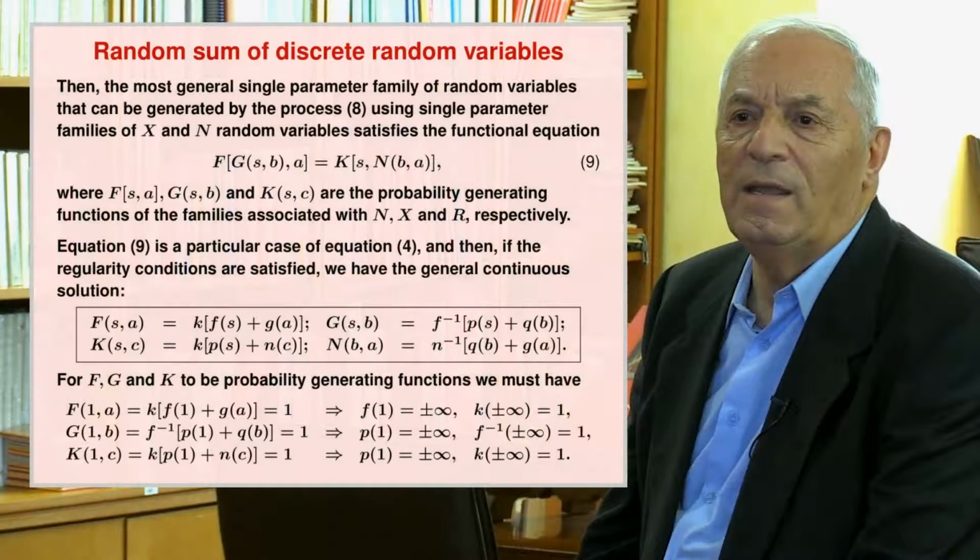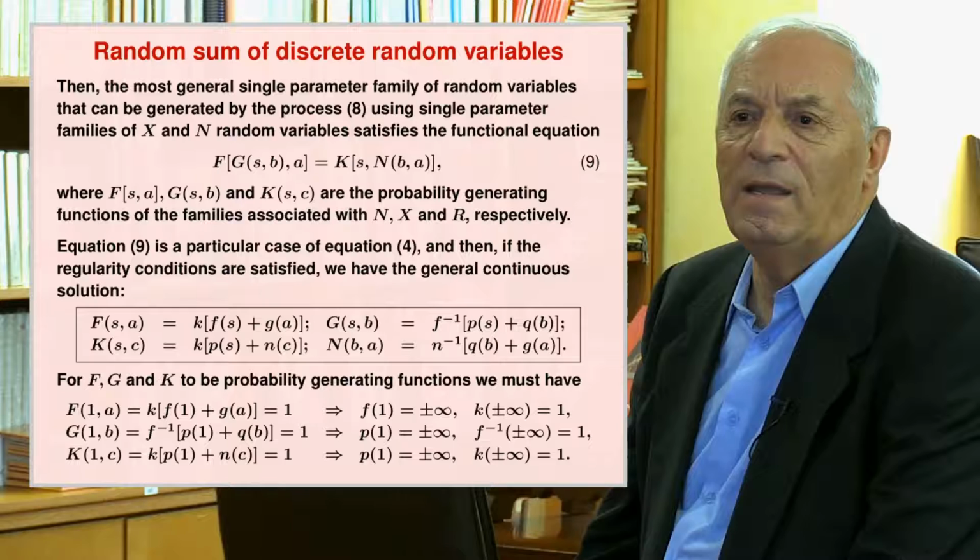Then the most general uniparametric family of random variables that can be generated by the sum 8 using uniparametric families for x and n, a random variable, satisfy the functional equation in 9, where f, g, and k are the probability generating functions of the families associated with n, x, and r respectively. Equation 9 is a particular case of equation 4, and then, if the regularity conditions are satisfied, we have the general continuous solutions in the boxed area.